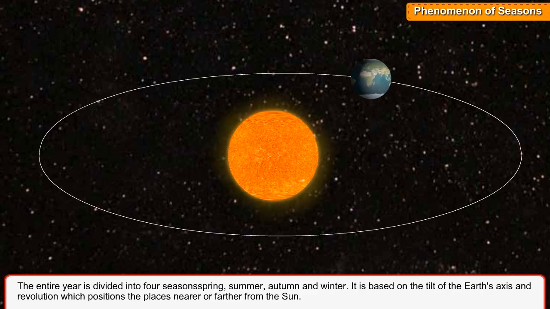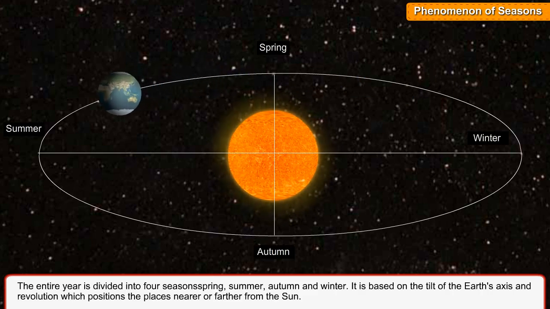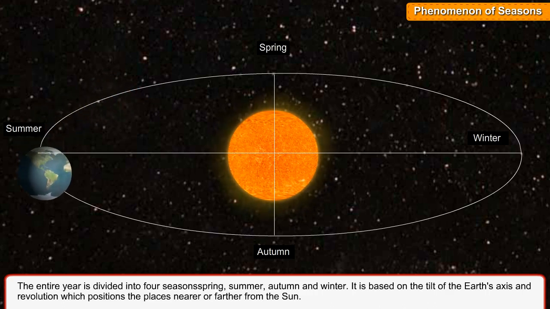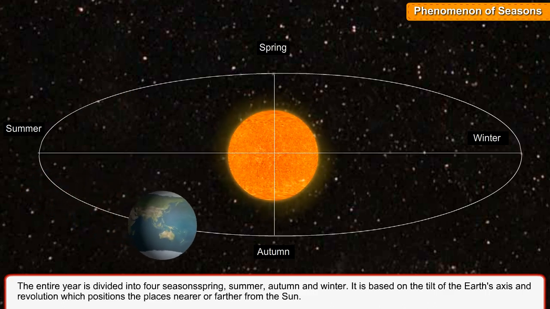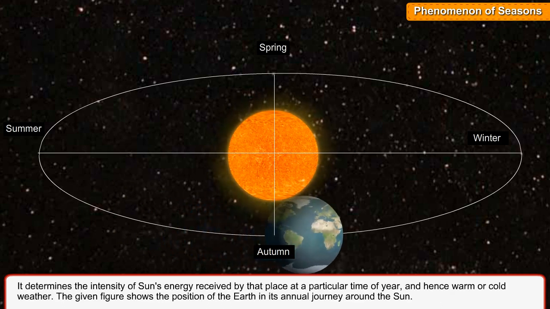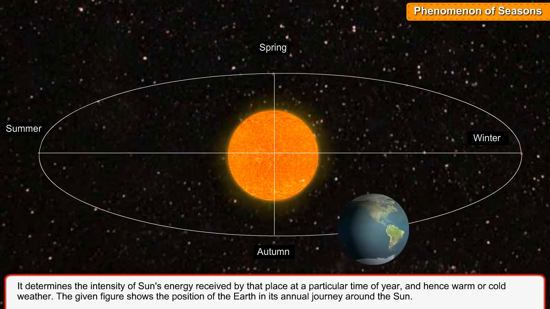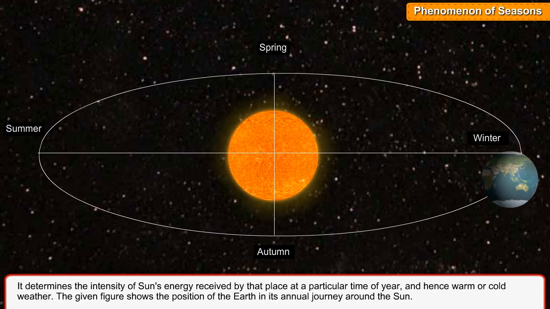Phenomenon of seasons. The entire year is divided into 4 seasons: spring, summer, autumn, and winter. It is based on the tilt of the Earth's axis and revolution, which positions the places nearer or farther from the Sun. It determines the intensity of Sun's energy received by that place at a particular time of year, and hence warm or cold weather.